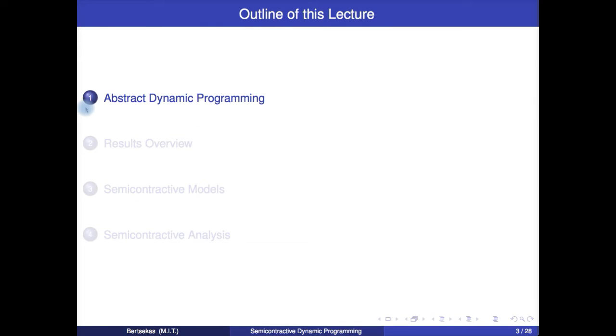Let me give an outline of this lecture. We're going to first introduce a mathematical model of abstract dynamic programming, which will serve as a unifying vehicle for broad classes of dynamic programming problems. We're going to illustrate it with various special cases, including stochastic optimal control, but other types of problems such as minimax control, games, and so on.